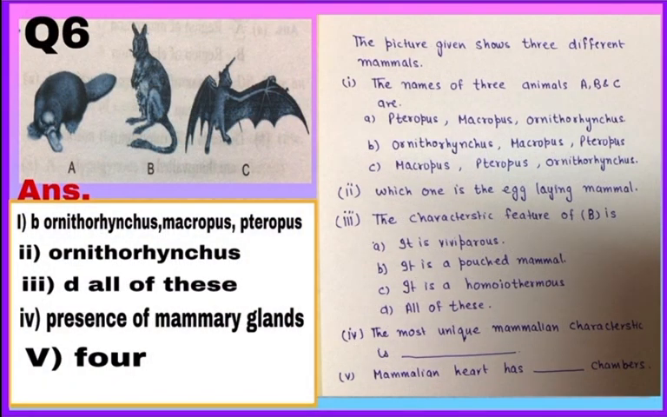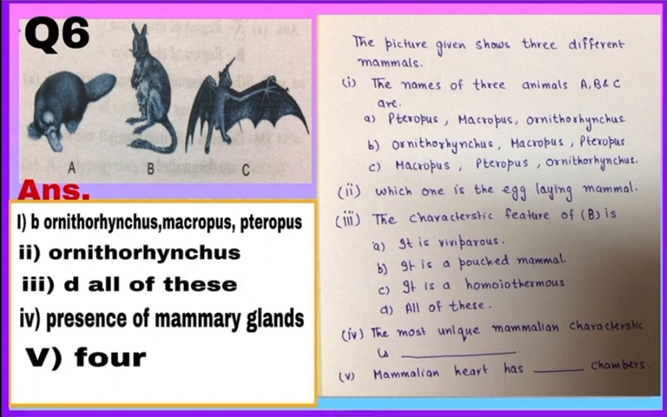Question 6. The picture given shows three different mammals, A, B and C. Now answer these questions. First part of the question, the names of three animals A, B and C are. A is Ornithorhynchus, B is Macropus and C is Pteropus. So correct choice is B, mark B. Second part of the question, which one is the egg-laying mammal? It is Ornithorhynchus who lays eggs और इसका common name है Platypus.